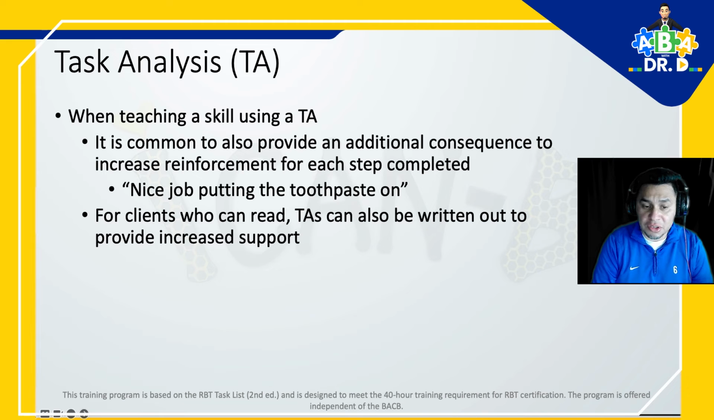When teaching a skill using a TA, it is common to also provide an additional consequence to increase reinforcement for each step completed. And that's really the focus when we talk about the chaining procedures, is that we are reinforcing the steps, wherever we're at, right? The particular area of focus, we are providing that reinforcement. So for example, if putting toothpaste on is the main objective, we want to emphasize that and say, nice job putting the toothpaste on. For clients who can read, TAs can also be written out to provide increased support.